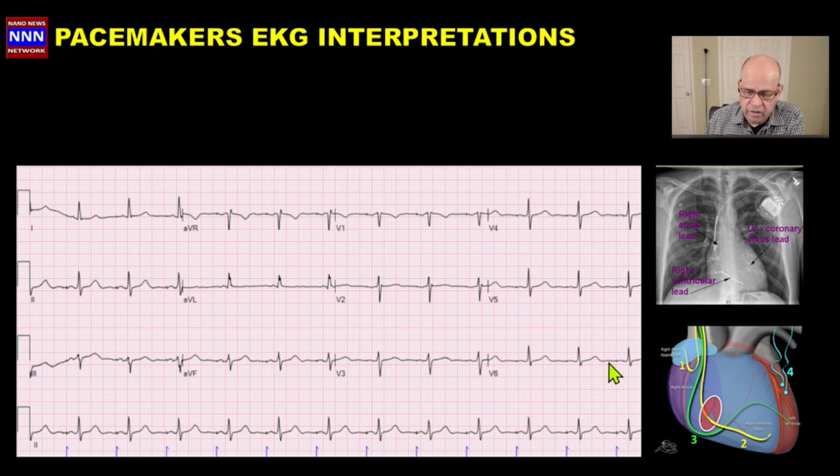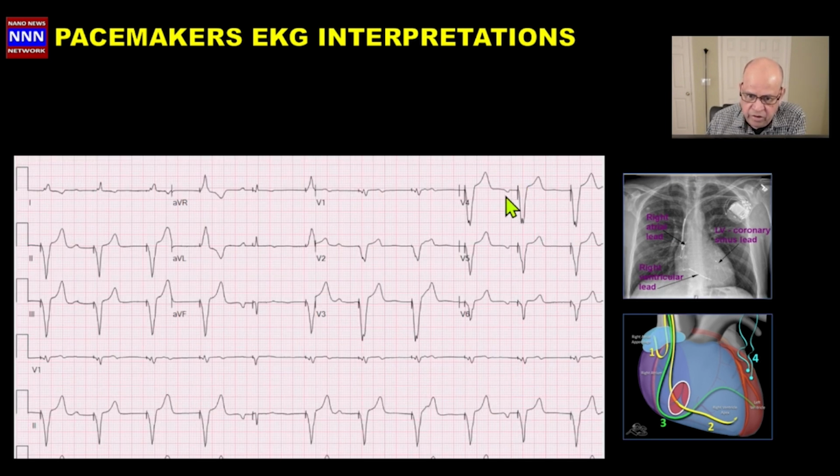What does that mean? This is a dual chamber pacemaker, atrial and ventricular, and it doesn't see an atrial impulse coming, so it paces the atria and then it waits for the ventricles to activate, and if the ventricles activate, then the ventricular pacemaker is suppressed. So we have a narrow QRS complex, which is different from the previous one we saw. When the ventricle is paced, we see a wide QRS complex, like a bundle branch block.